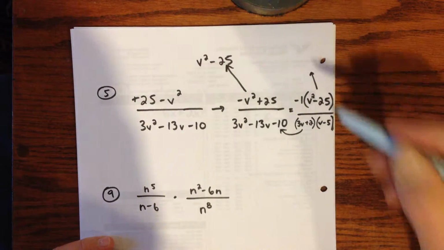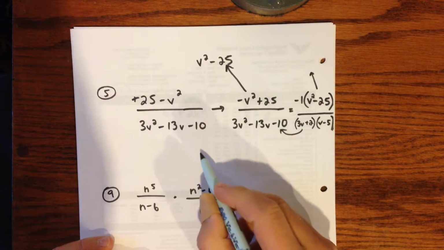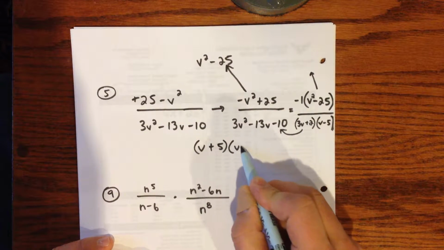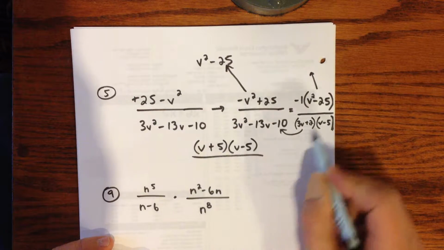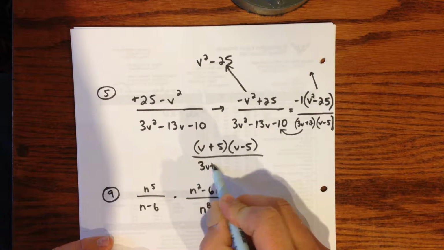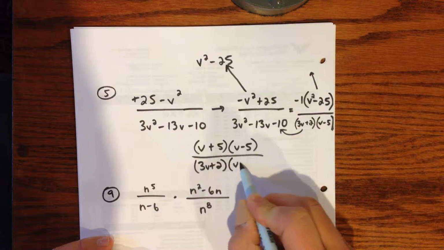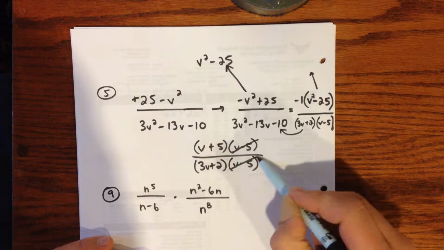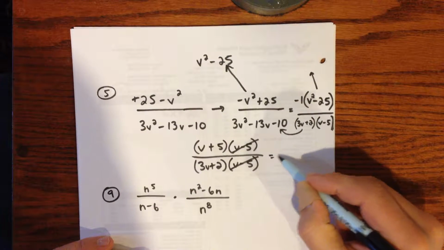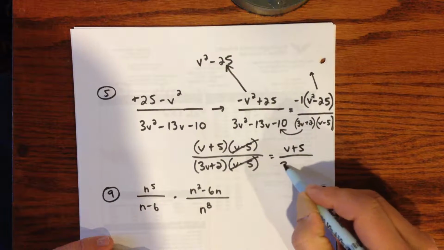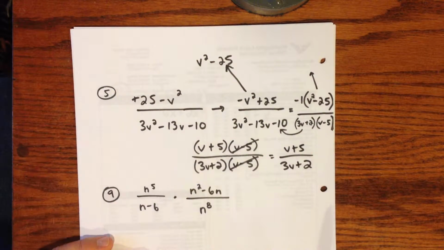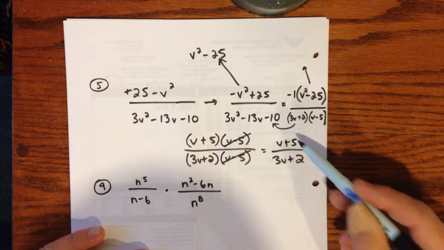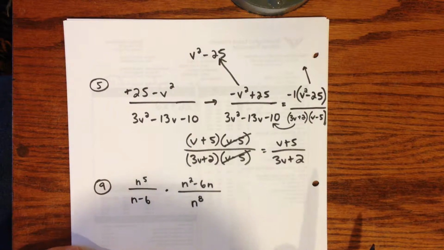But this here, since it's a difference of 2 squares, you're going to have v plus 5 and v minus 5. That's the top part now. And the bottom part was 3v plus 2 and v minus 5. And you see that we have a binomial that's exactly the same, so those are going to cancel out, and our final answer is that. Now again, these v's do not cancel out because we have addition here.